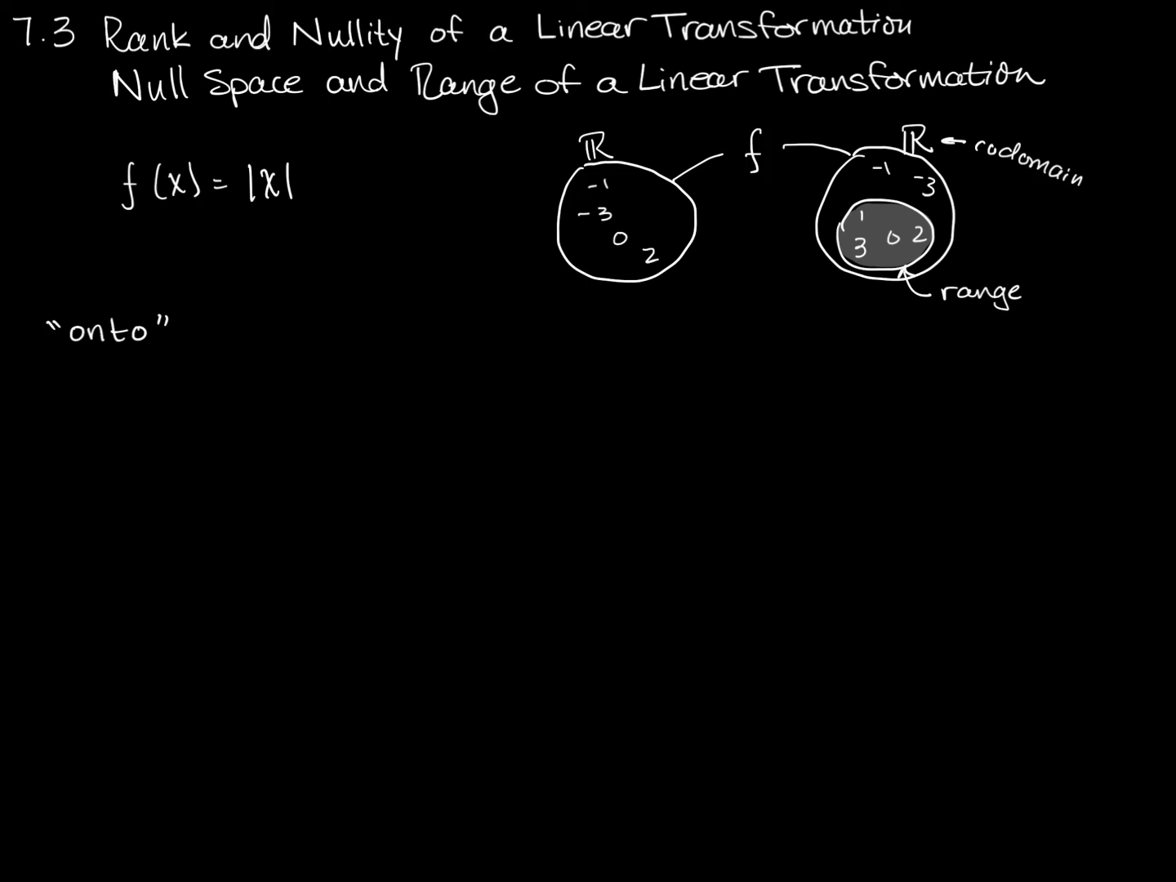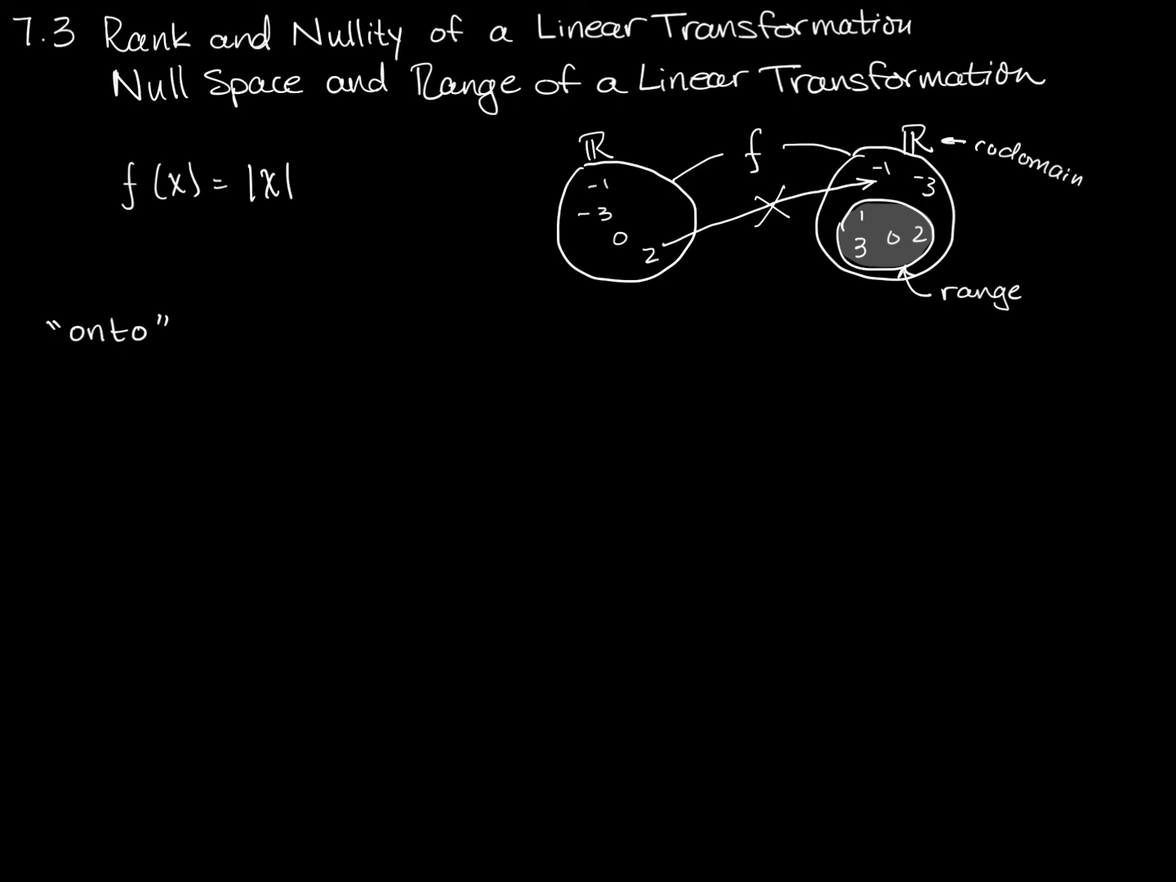Clearly, well, clear to me, this function is not onto because I haven't used up all of the codomain. There are numbers in the codomain of the real numbers that didn't get mapped to, right? There's nothing in the domain that maps to -1. It doesn't happen because of what the function is, right?